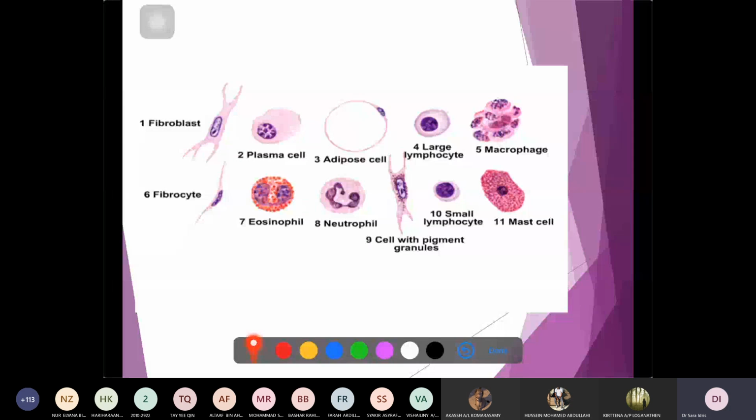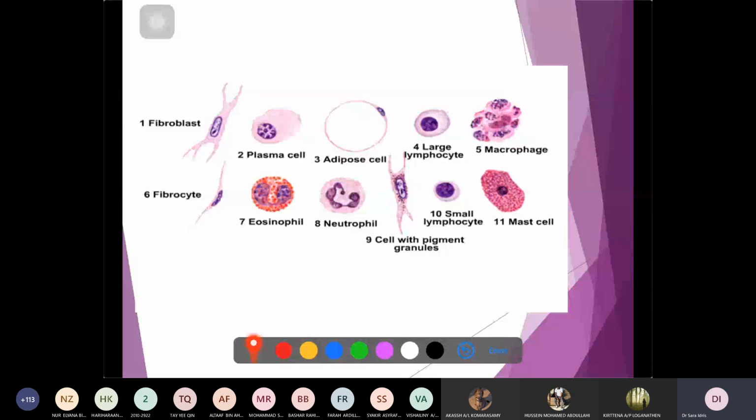Okay, that is your mast cell. Mast cells have a lot of granules around them. And this is your adipose cell. You can see a signet ring appearance. It appears empty in the middle because the lipid has been washed away during preparation of the slide, but you can see the nucleus that has been pushed to the side.